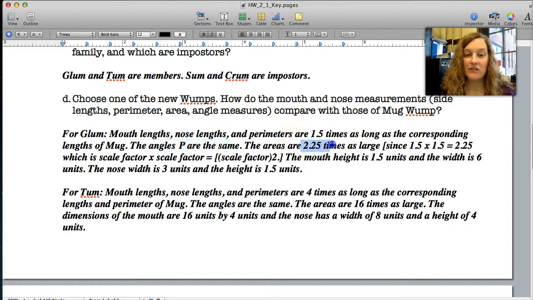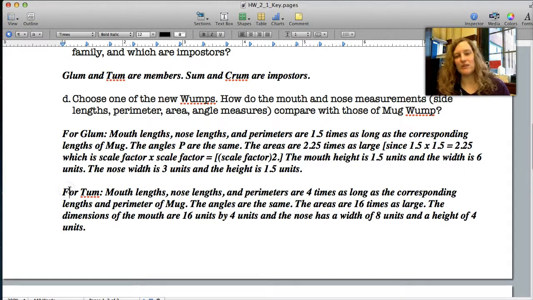The area is 2.25 times bigger, because remember, your area increases by your scale factor squared, so since your scale factor is 1.5, everything's 1.5 times bigger, then your area is 2 and 25 hundredths times bigger. So here we go. Your mouth is 1.5 units, and the width is 6 units, the nose is 3 units, and the height is 1.5 units. So there's a lot of work there, but if you take your time and work through it, I think you can get these answers.